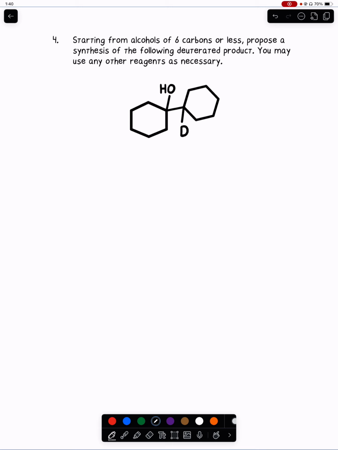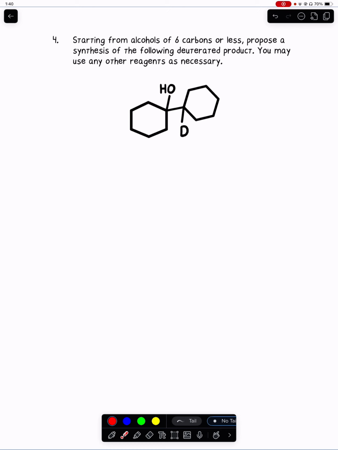All right, so again, as usual, we're going to work our way backwards, but we have to consider some things first. And this will help us figure out how we're going to put that deuterium specifically in that position. We're allowed to start with alcohols of 6 carbons or less. Well, we have a 6 carbon ring here and a 6 carbon ring here. So we're probably going to bring those two things together by using an organometallic like a Grignard or an organolithium. Remember, when those reagents react with aldehydes or ketones, they always make alcohols, which is what we have right here. We have a tertiary alcohol.